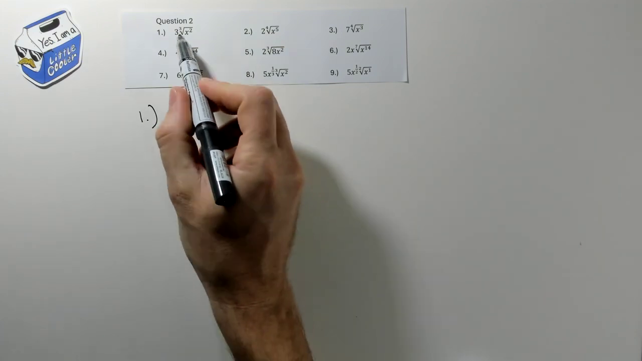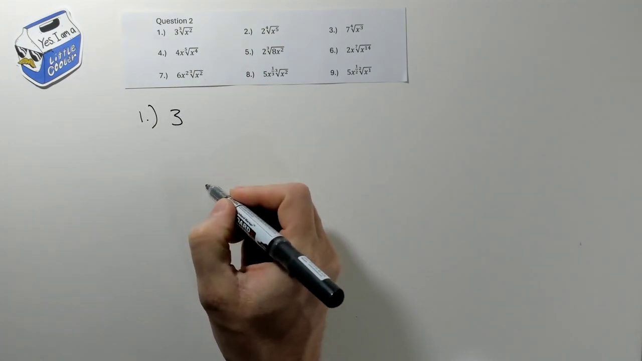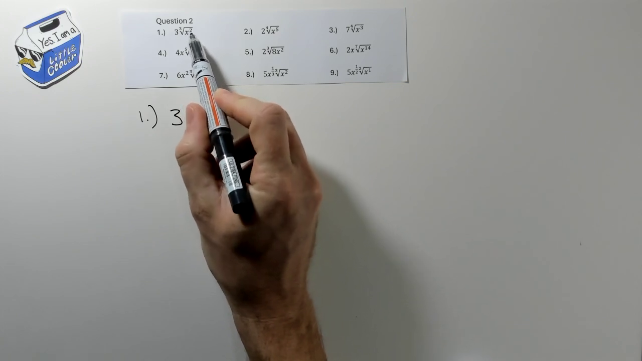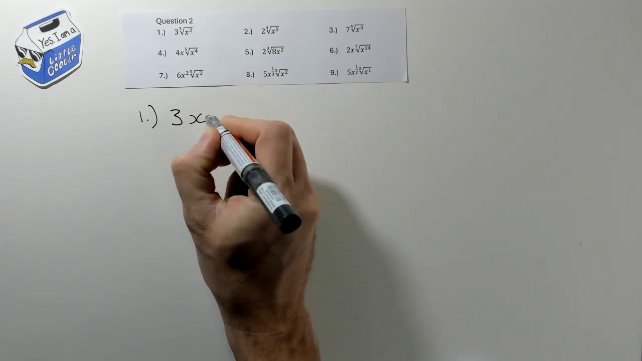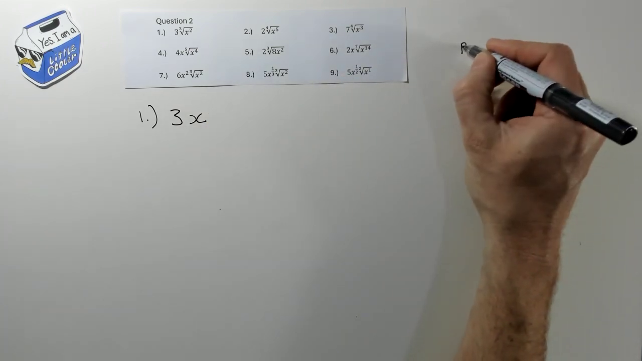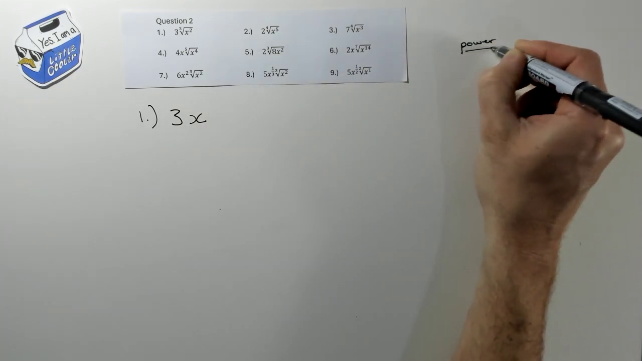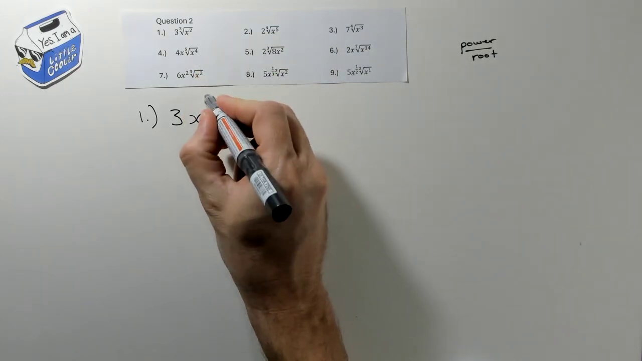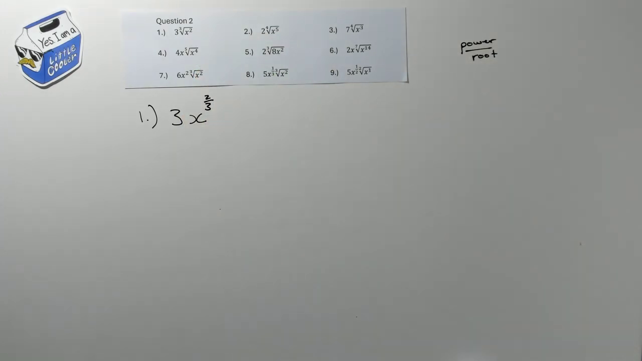Let's get started. So the 3 is just a 3, and when I have this root type of thing, this is now the cube root. I can write whatever is on the inside, and I know it's always power over root. I'll write it here, power over root, and the power is 2, and the root is 3. Nothing to change there, but that's how it's written.